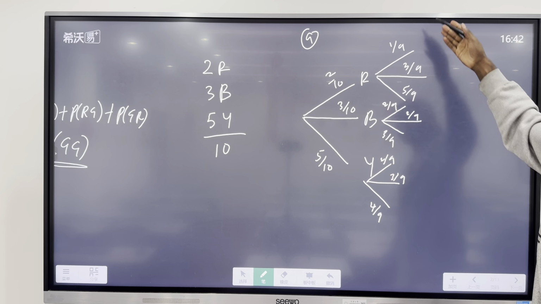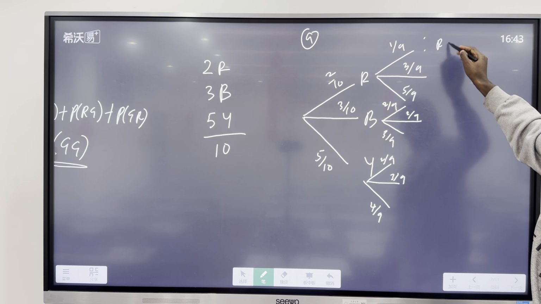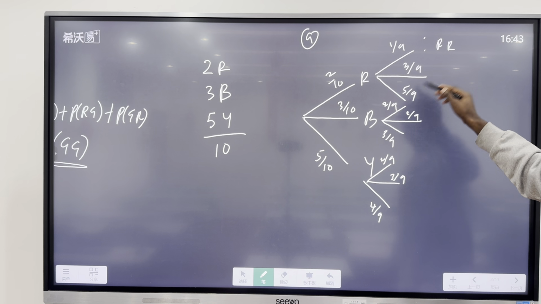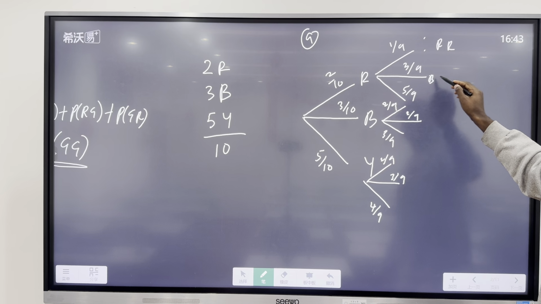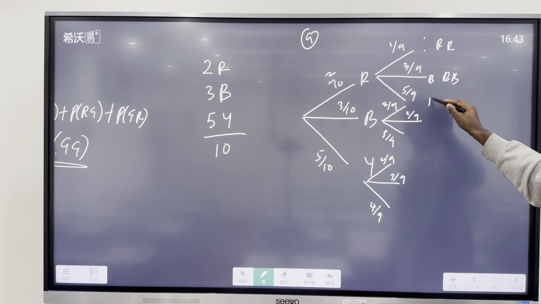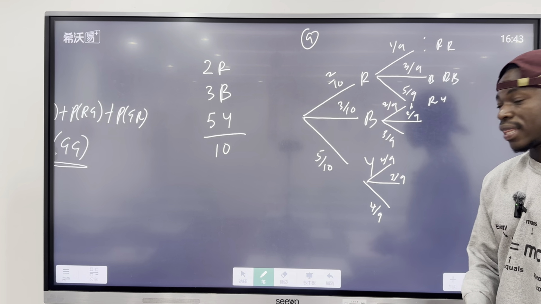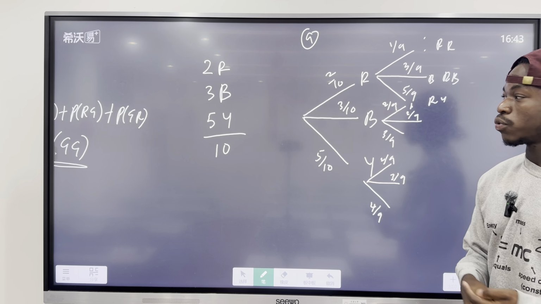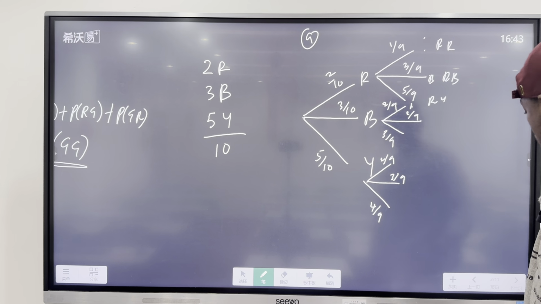This is the first picking. This is the second picking. This is red, red. You put in the details. This is red, blue. This is red, yellow. This is all the details, you put them in like that. Then you'll be able to answer the other questions that will come in. Okay, let's look at another question.